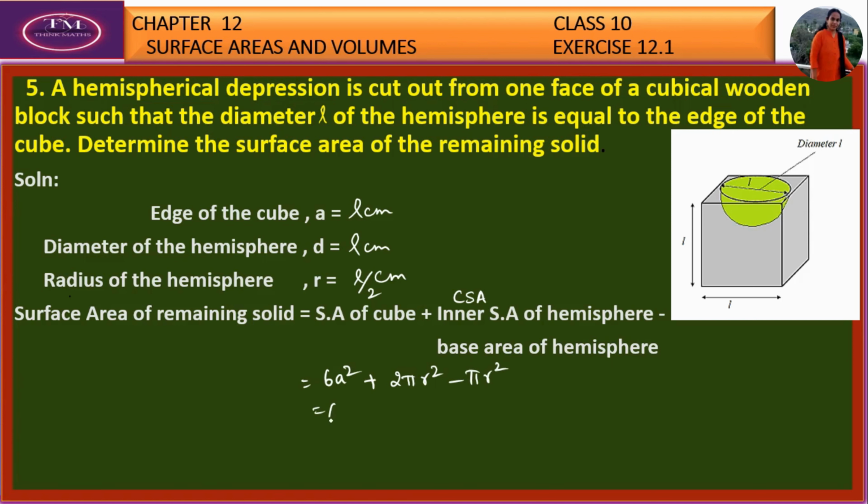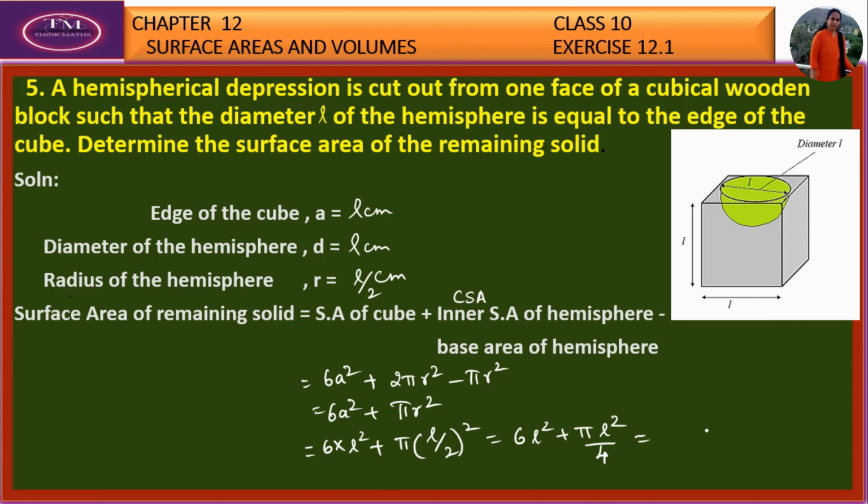So it is nothing but 6a square plus 2 pi r square minus pi r square, which is pi r square. So 6 into what is a square? a square is L square. So 6 into L square plus the inner surface area of the hemisphere, so it is pi r square. So pi into r square, r is L by 2 whole square. So you will get 6L square plus pi L square divided by 4.